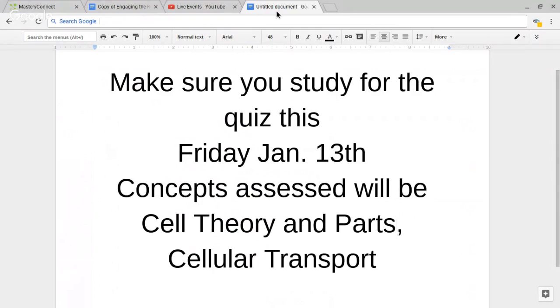Chloroplast is where we have photosynthesis happening in a plant. Cellular respiration is located in the mitochondria, and that happens in both plants and animals, and that's where we get our cellular energy.